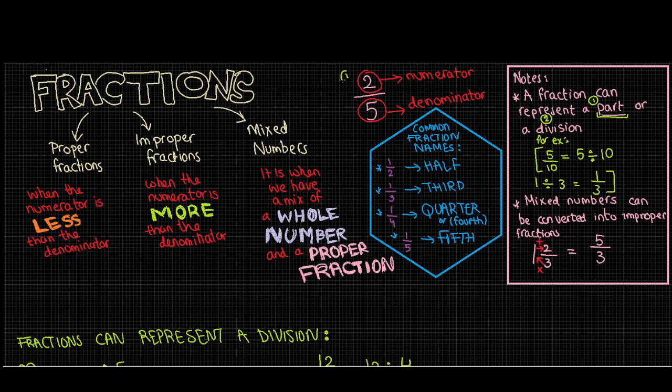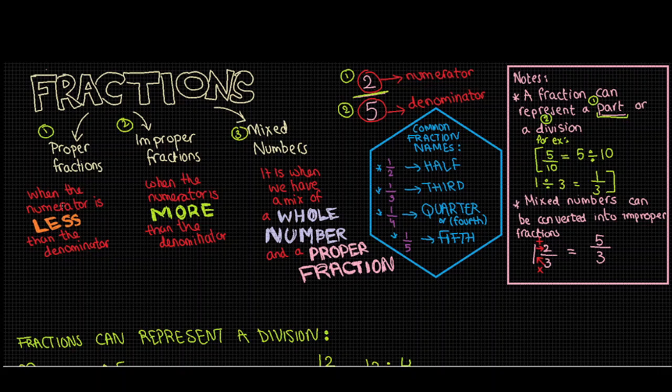The first one is the numerator, which is the number that is above the horizontal line. And the second is the denominator, which is the bottom number, the number that is below the horizontal line. The numerator and the denominator are very important since they allow us to distinguish between the three different types of fractions. The first type of fraction is the proper fractions.